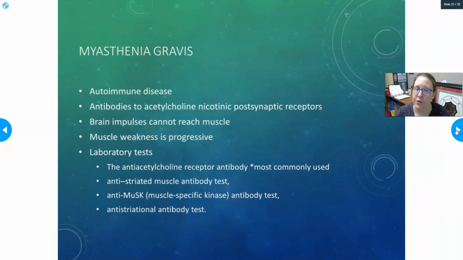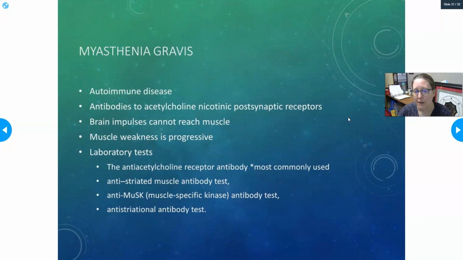Myasthenia gravis, so that was your third option. This is an autoimmune disease. So again, not something that would happen all of a sudden from an injury. So in myasthenia gravis, antibodies are made to acetylcholine nicotinic postsynaptic receptors. So we were talking in your muscle anatomy about how the neuron sends a signal and it reaches the synapse to the muscle. It causes a release of acetylcholine as a neurotransmitter. It releases from the nerve synaptic vesicles and crosses the synapse and is supposed to bind on the acetylcholine receptors on the muscle side of the synapse.